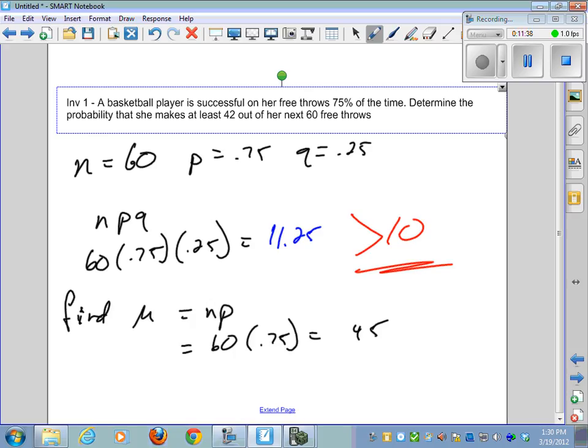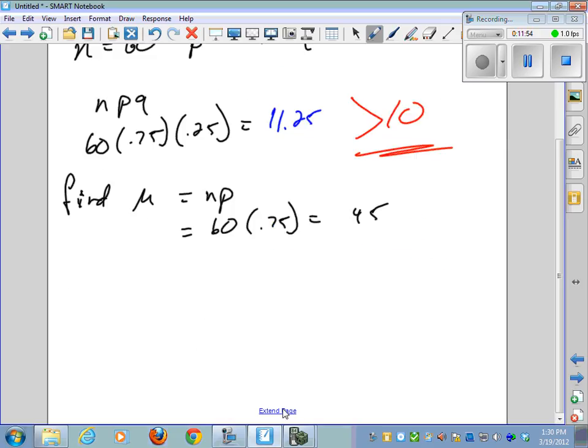If she takes 60 free throws every day for a month, what's her average number of free throws she makes a day? 45. That's why she's a 75% free throw shooter. That's what average means. It's not terrible. Better than Shaq. Okay, so our average is 45 free throws.